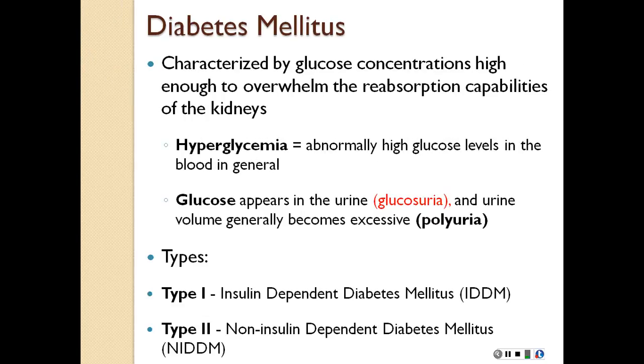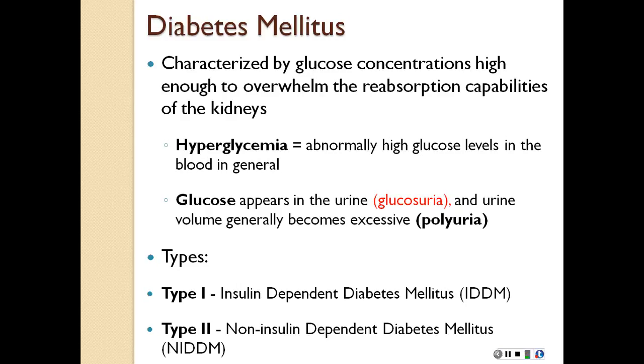All right, so diabetes mellitus is characterized by glucose concentrations high enough to overwhelm the reabsorption capabilities of the kidneys. So hyperglycemia, that's another term you all need to know. Hyperglycemia just means that there's an abnormally high level of glucose in the blood. It is a condition where blood glucose levels are too high. Normally hyperglycemia results in the secretion of insulin, which lowers that blood glucose.